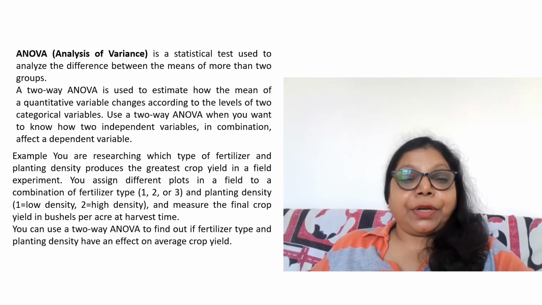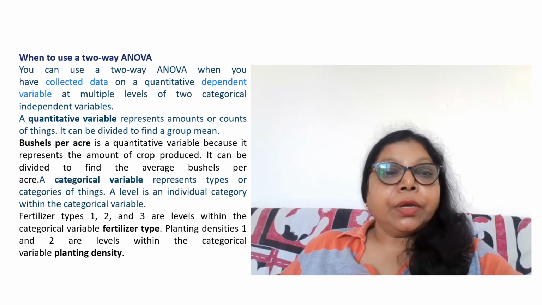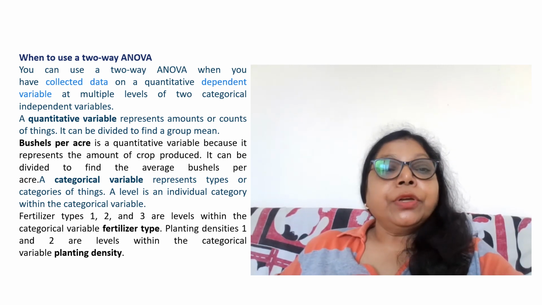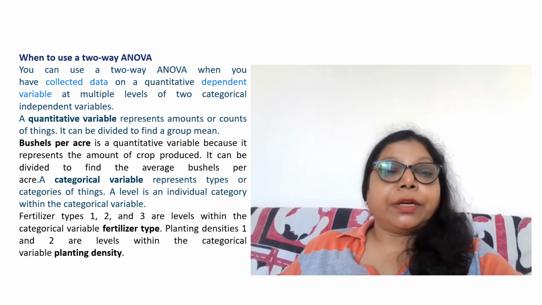So we can use two-way ANOVA to find out if fertilizer type and planting density have an effect on average crop yield. So when to use a two-way ANOVA is again a very important question. We can use two-way ANOVA when we have collected data on a quantitative dependent variable at multiple levels of two categorical independent variables.